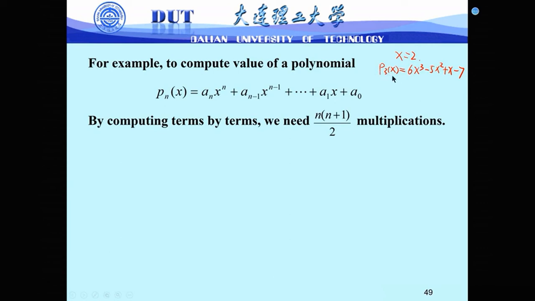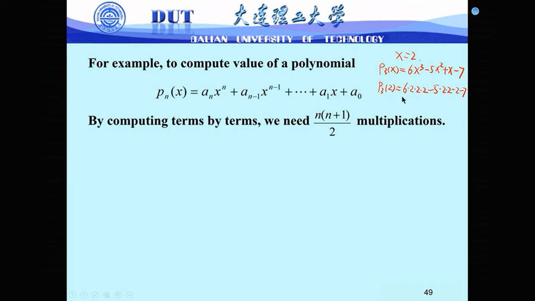6x cubed minus 5x squared plus x minus 7. Okay? So if you want to compute the function value of the polynomial when x equals 2, you need to compute 6 multiplied by, here cubic means 2 times 2 times 2, right? We have three 2's here. Minus 5 times 2 times 2, minus 2 minus 7. Is it okay for you? Usually you like these operations.